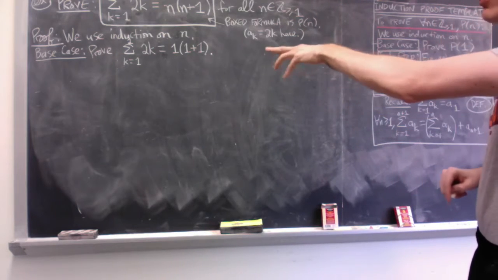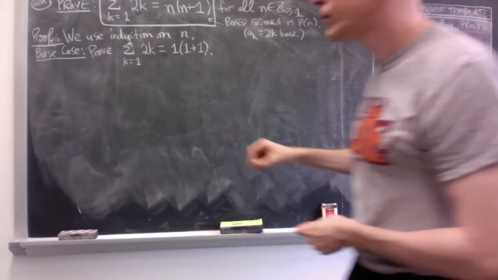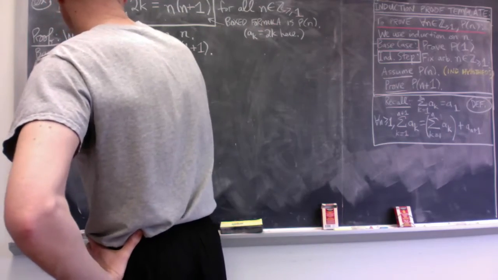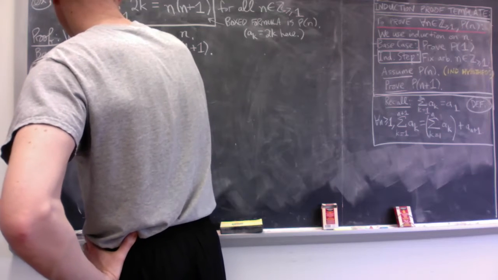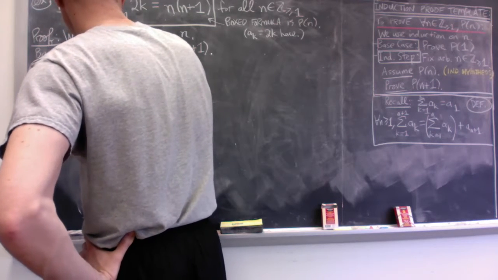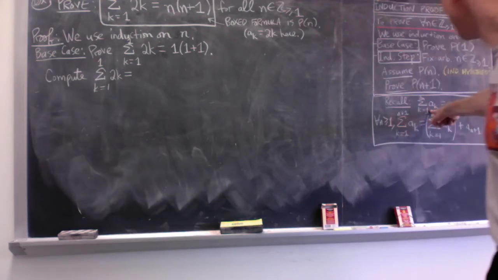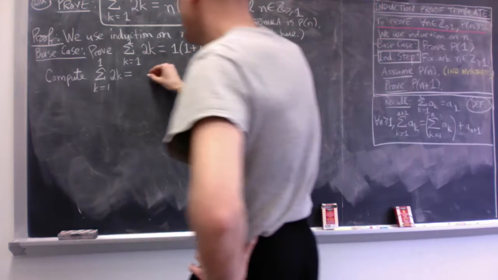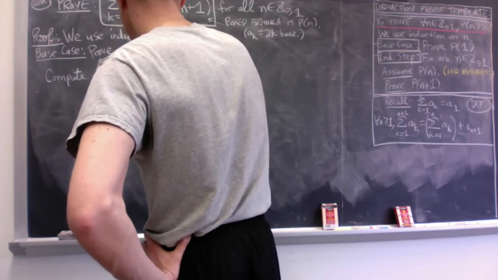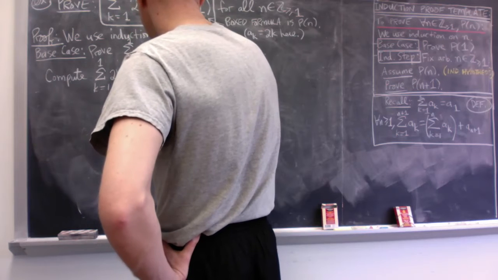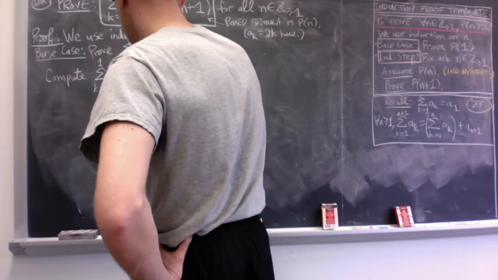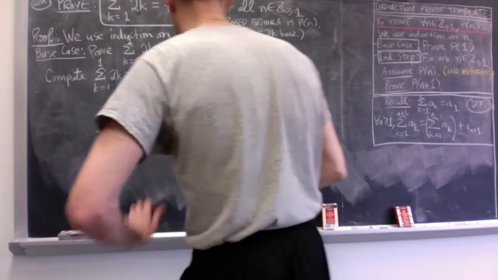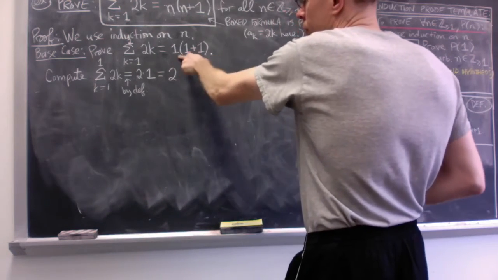So now we're going to do this little thing where we look at the left side and just calculate it. Compute the sum, k equals 1 to 1, of 2k. Well, that's just going to be a sub 1. I put a 1 in for k, and I get 2 times 1. That's by definition of sums, just by the base case of the definition. And 2 times 1 is 2 by arithmetic. And then, of course, this is also equal to 2.